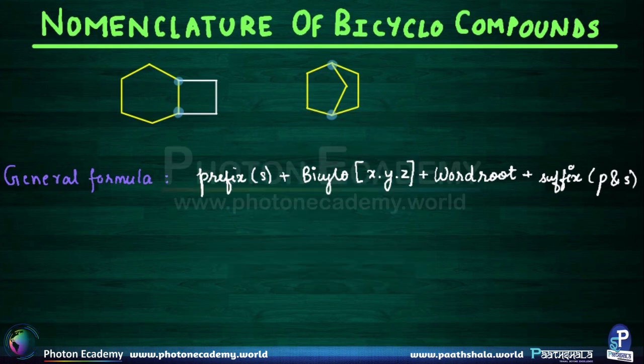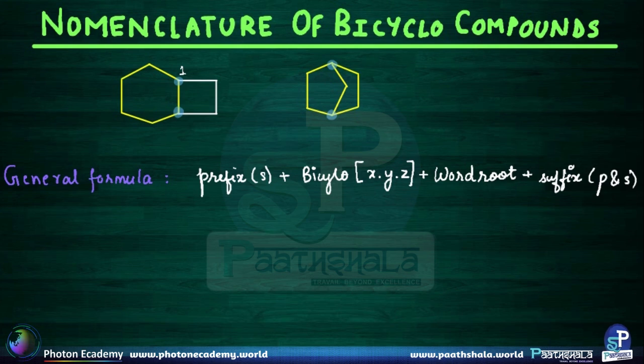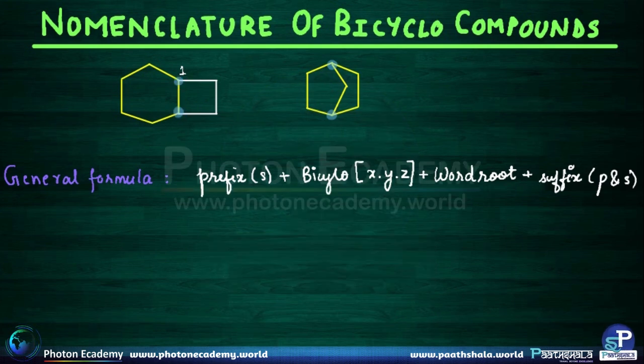For bicyclo compounds, the first and most important thing is numbering the chain. Numbering is done in such a way that one of the common carbons is given number 1, and the same rules apply to decide which carbon should get number 1, according to the first locant, sum rule and alphabetical order rule. In this example, as the compound is symmetrical, we can give either carbon as number 1. So I give this carbon as number 1.